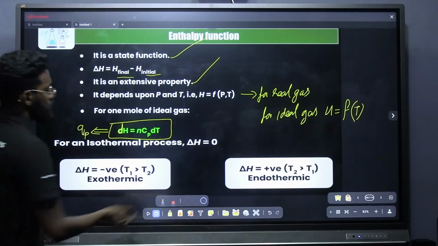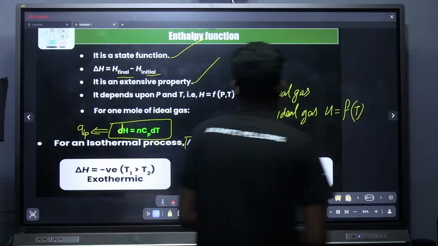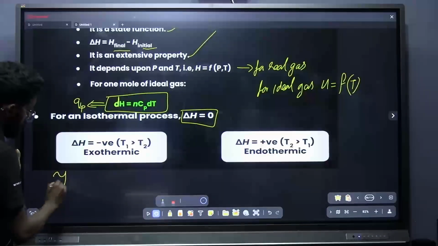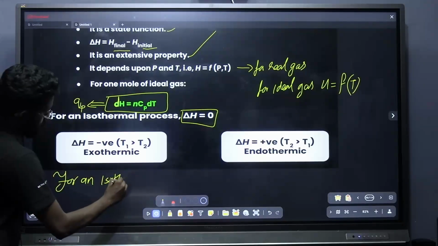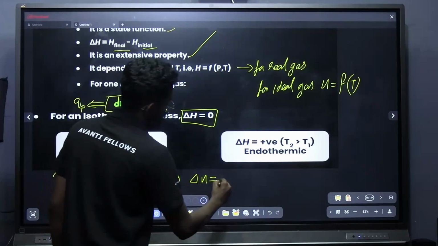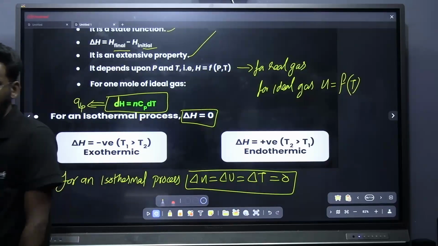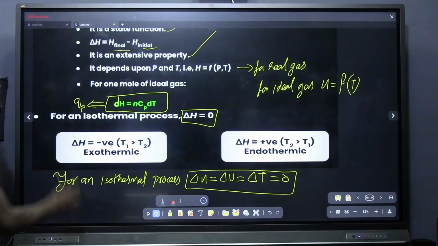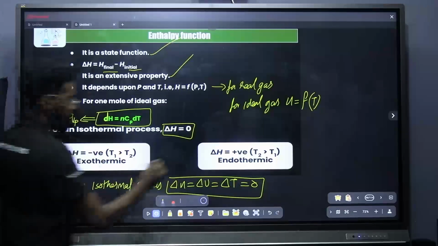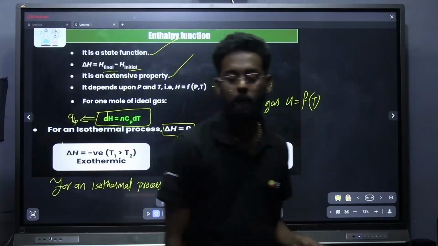For an isothermal process, delta H is equal to 0. Note down the point. For an isothermal process, both delta H and delta U are 0. For an isothermal process, delta H is equal to delta U is equal to 0 because delta T is 0, since the expressions are the same, n Cp delta T and n Cv delta T. Okay, and delta H can be negative as well as positive. For negative it is exothermic, for positive it is endothermic.